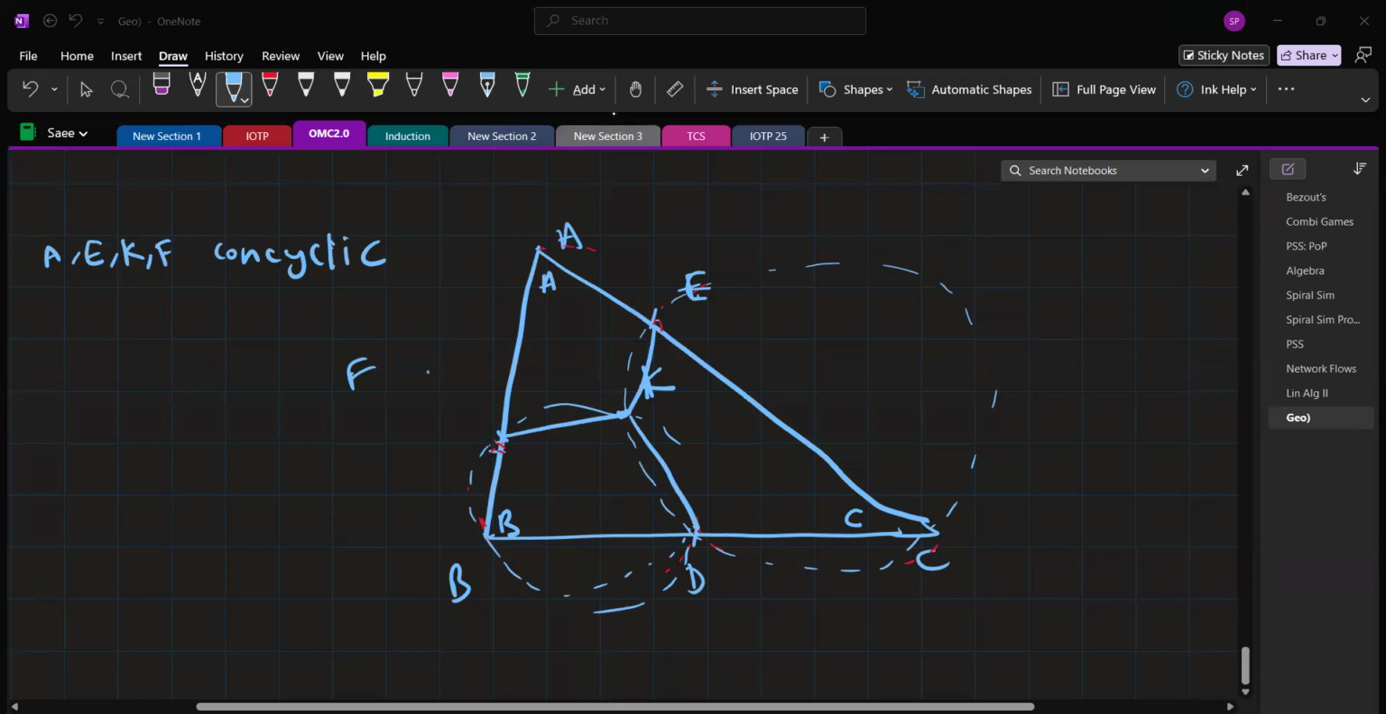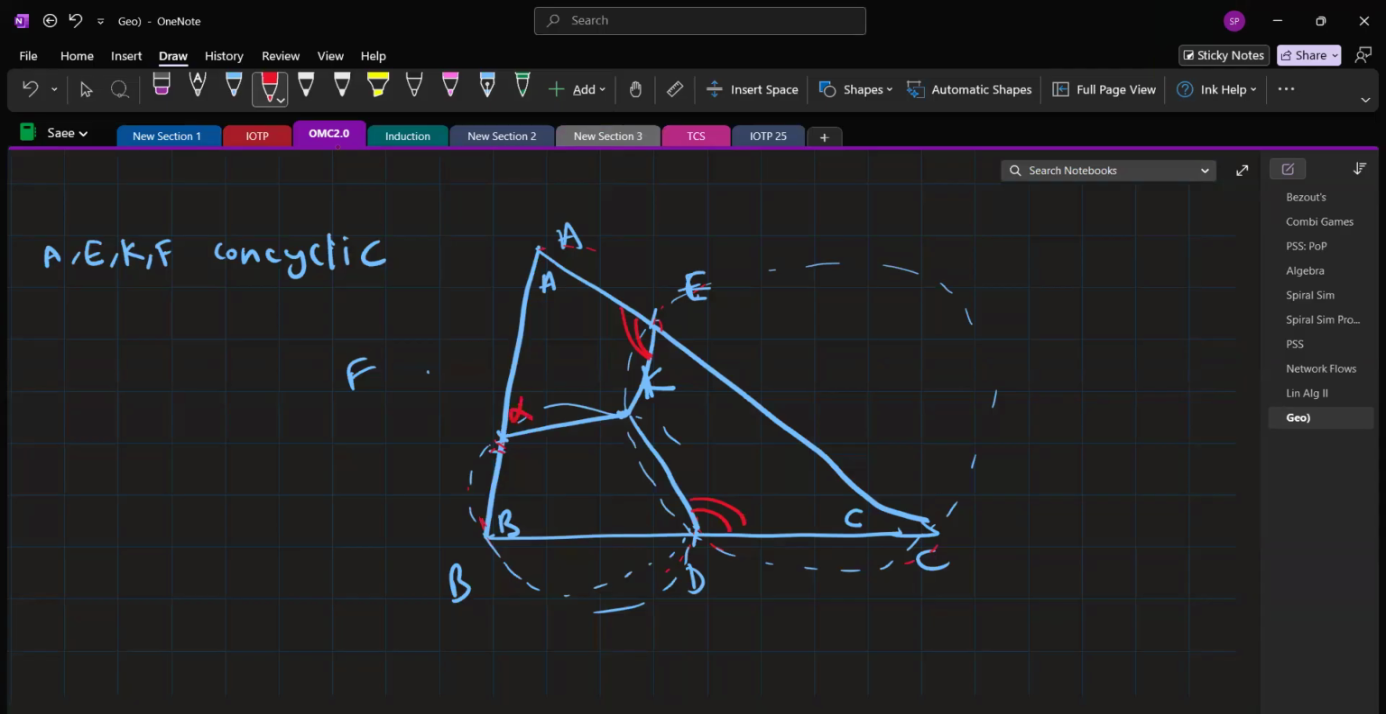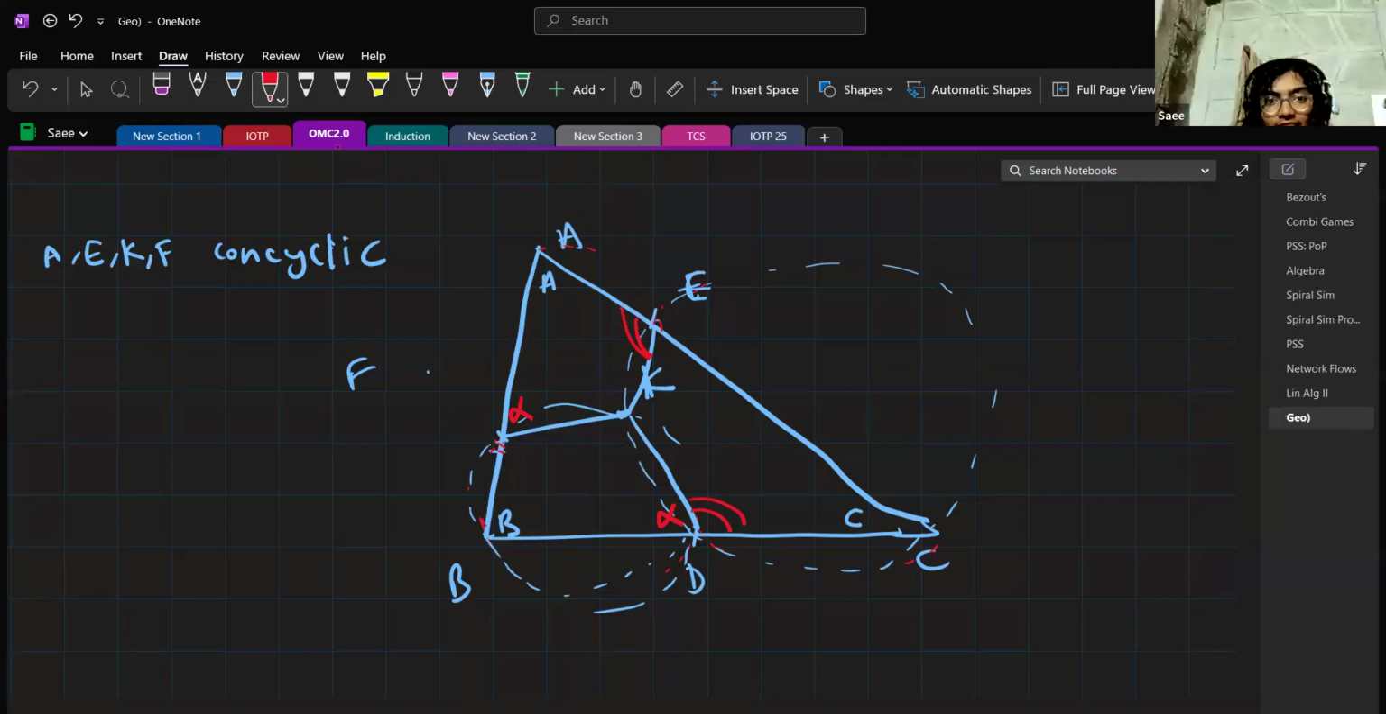For example, angle AEK will be equal to angle KDC, and then angle AFK will be equal to BDK. And since these two are supplementary, like BDK and CDK, thus AFK and AEK will also sum to 180 degrees. Then they will have a circle. Yes. Amazing. I like this argument.